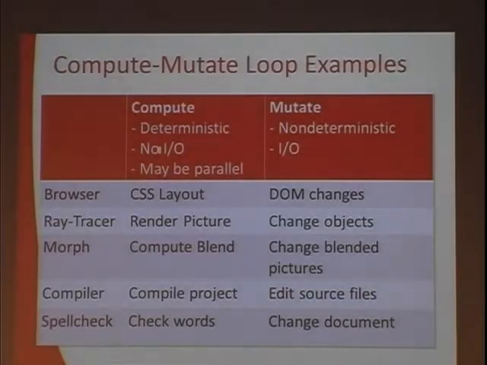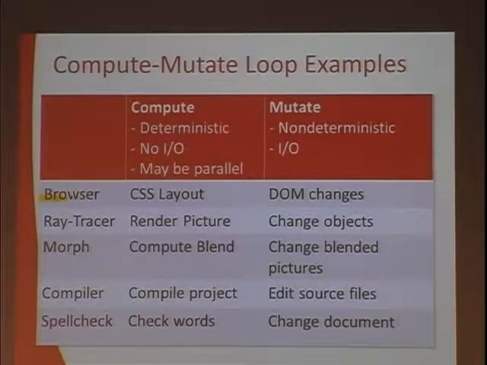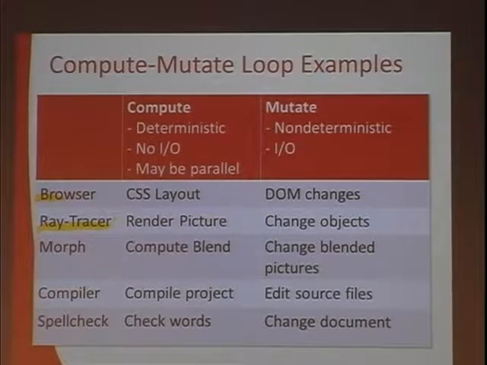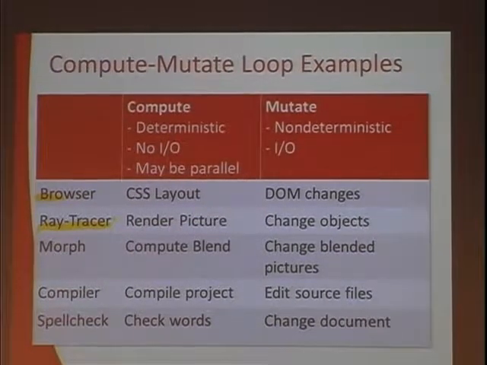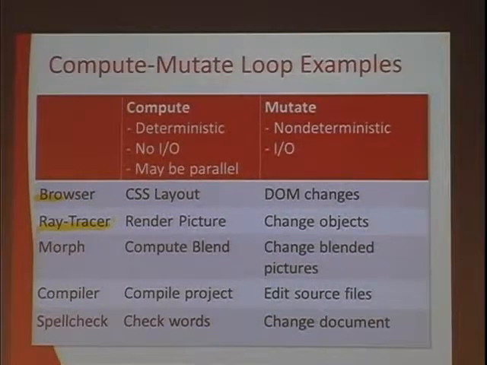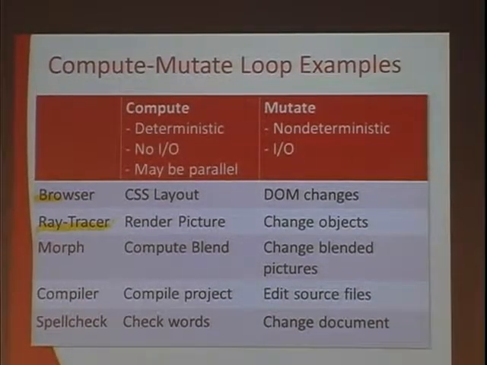So here's a list of maybe some examples. You can probably think of others. In a browser, we can think of the compute phase as, for example, doing the layout. Given an HTML document with its CSS, we need to lay out that document to be rendered. And a mutate phase might be changes to the document object model that are triggered either by JavaScript running or some user event. If we think of something like 3D rendering, we might view the rendering of the 3D image as the compute phase, and then changes to the objects in the scene being rendered as our mutate phase.